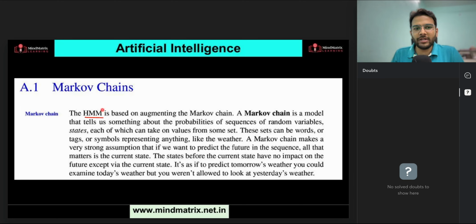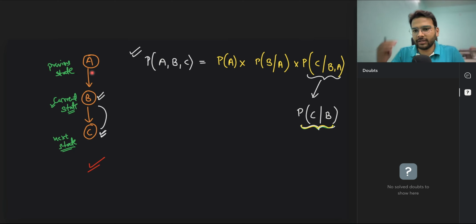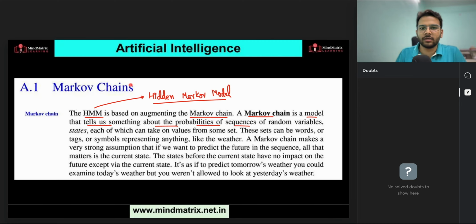So what is HMM? HMM is the Hidden Markov Model, which we are going to cover in the upcoming lectures. The Hidden Markov Model is based on augmenting the Markov chain. What is a Markov chain? A Markov chain is a model that tells us something about the probabilities of sequences of random variables. I told you that the states, the nodes, are nothing but random variables, or stochastic variables, which we also call states, each of which can take on values from some set.